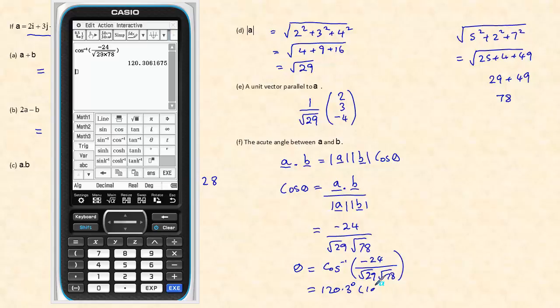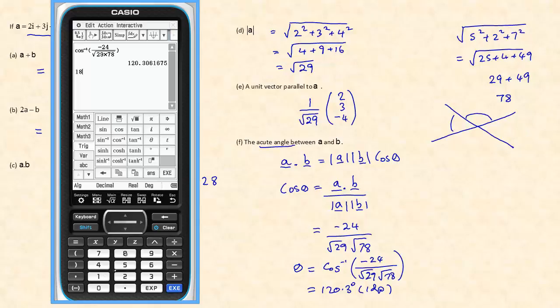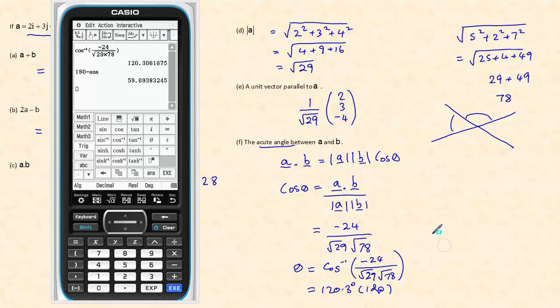If we go to 1dp, and we wanted the acute angle, so clearly they cross like this, and we've found this obtuse angle. We want the acute angle here, so that's just going to be 180, take away the last answer, so 59.7 degrees, correct to 1 decimal place.